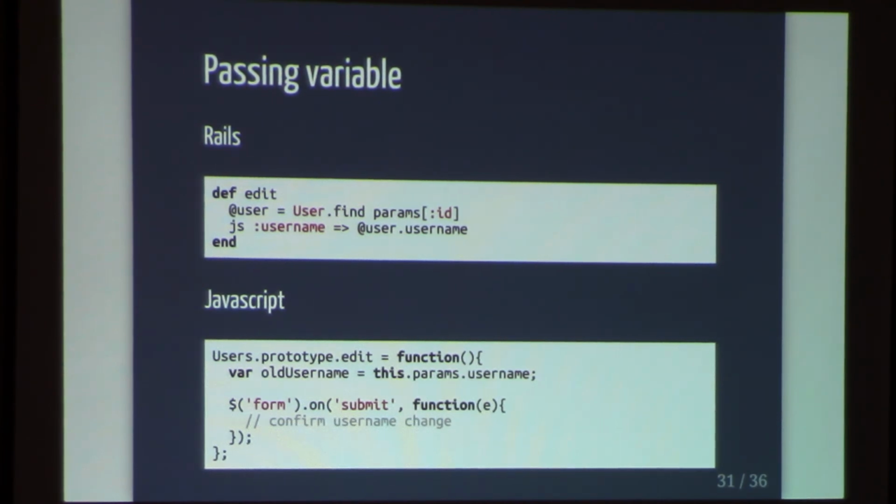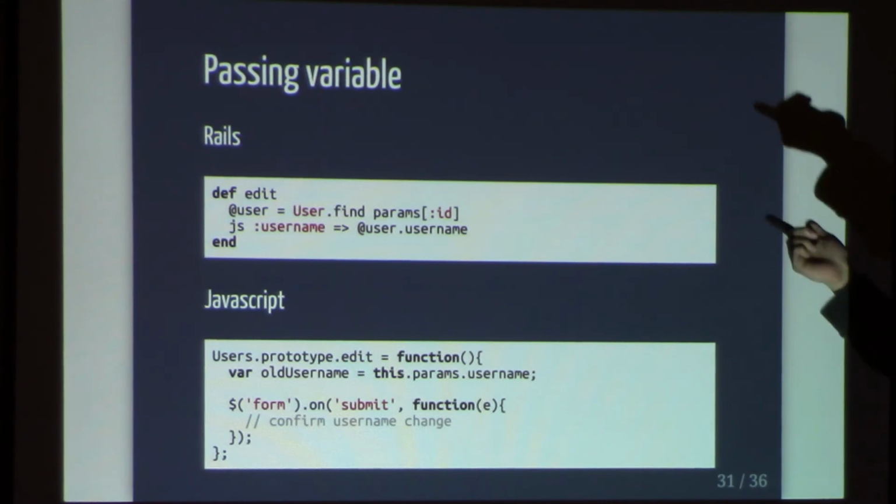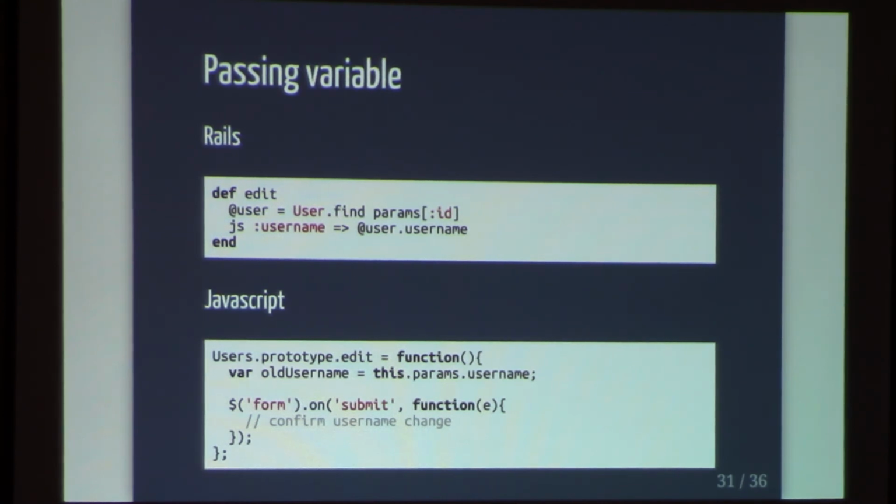Passing variables, one of the most useful features of Paloma. You can pass a variable to your JavaScript by, again, using the js helper method and passing a hash. So here, we're going to pass the username, and its value is this, username. And again, the Paloma controllers are patterned after Rails controllers. So we will access the passed data by using this.params, just like Rails controllers. So we can access this by this.params, then username. So here, what we are doing is that we are tracking the old username so that we can confirm if the user is really sure he wants to change the username.